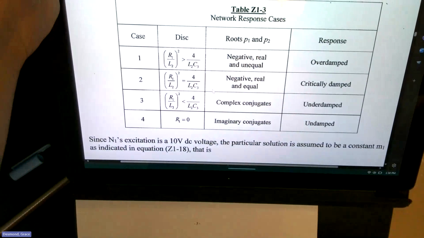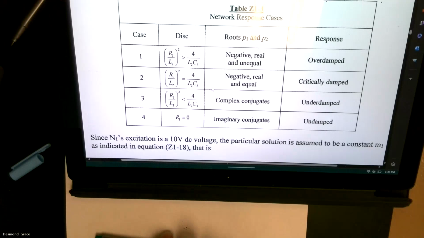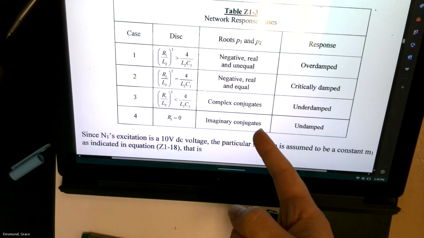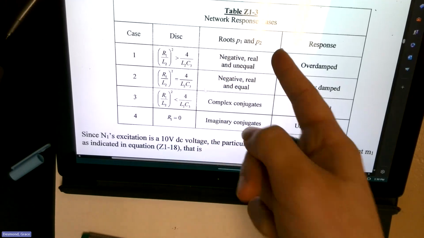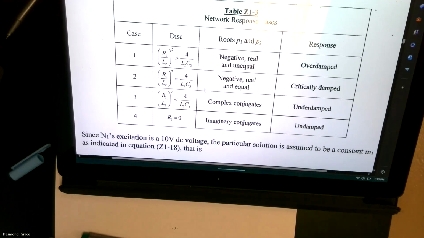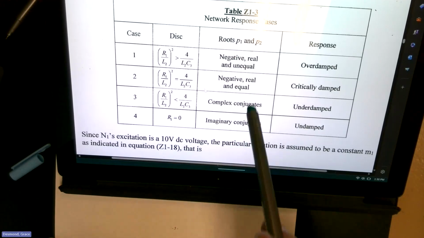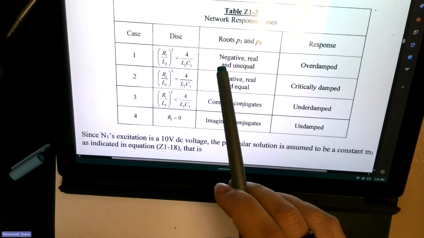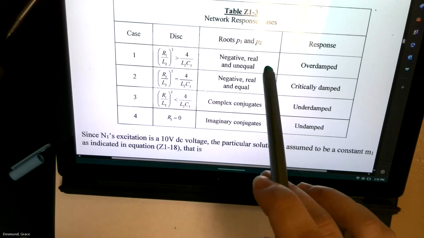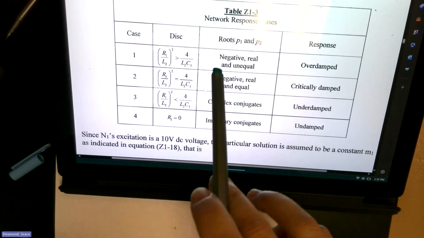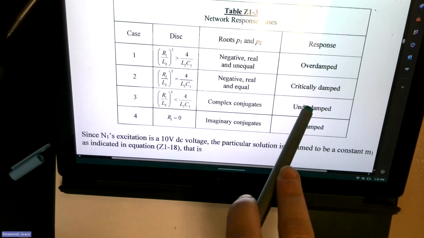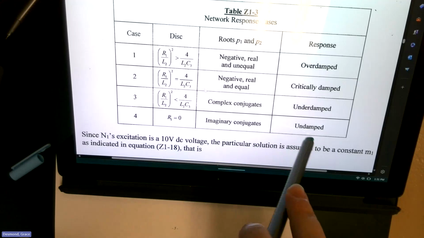So here's our table. And like I said, this is straight from Z1. This is the big thing that you're going to look at. We're going to solve for P1 and P2. Well, there's multiple ways to do it. If you solve for P1 and P2, this is you actually solving the zeros. If you solve the zeros and they are two negative, real, unequal roots, it's overdamped. If they're negative, real, and equal, critically damped. Complex conjugates, underdamped. Imaginary conjugates, undamped.